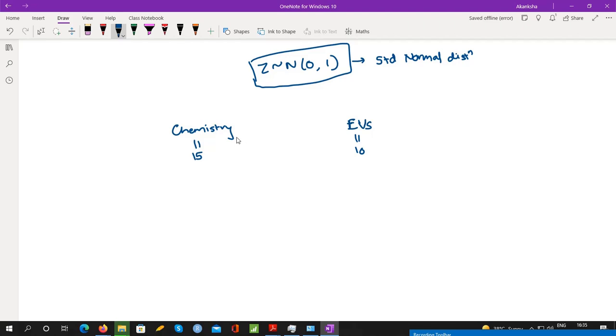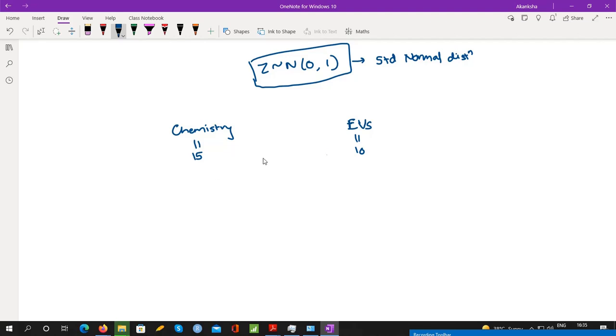So even if I assume that, in general, the intelligence levels or sincerity levels of students in both the classes are the same, I'll assume that. Still, I cannot directly compare ranks because there are 10 people here and 15 people here.